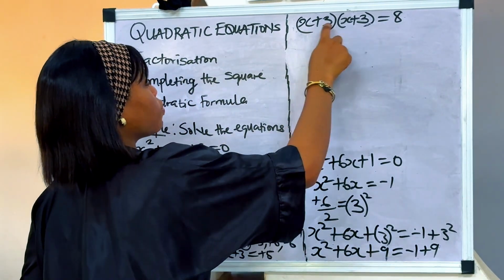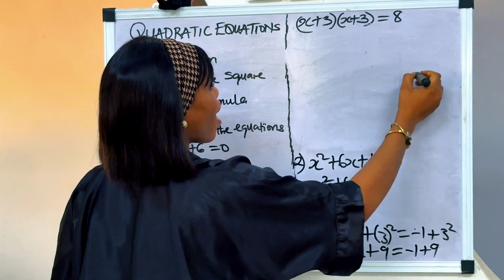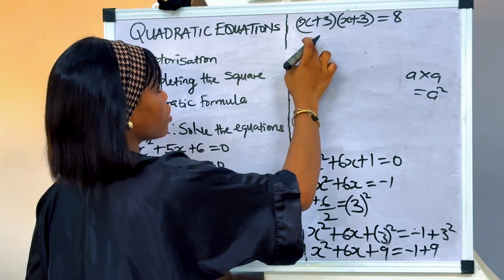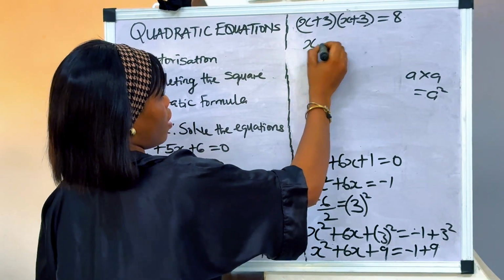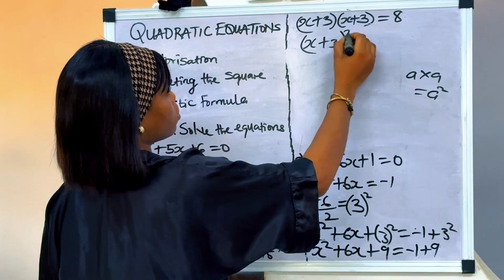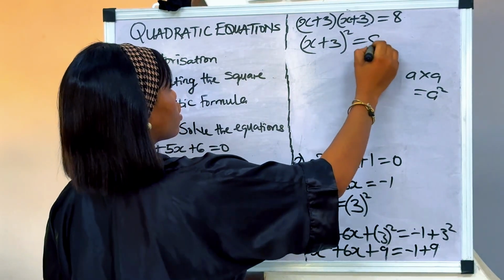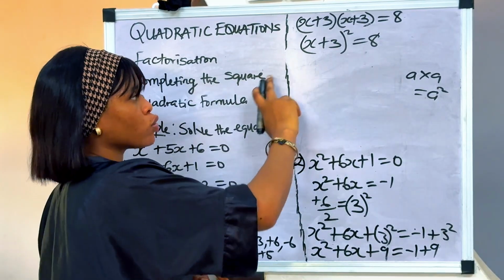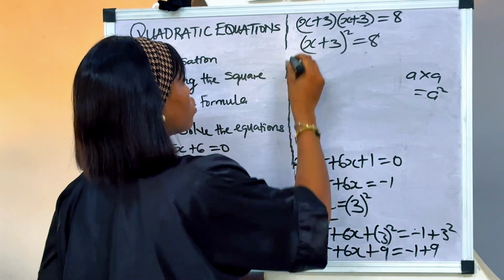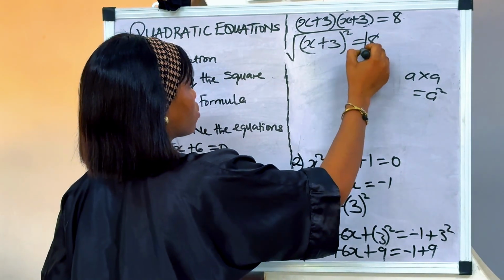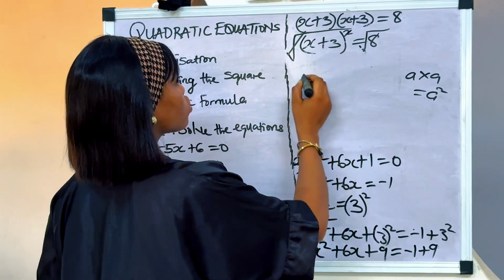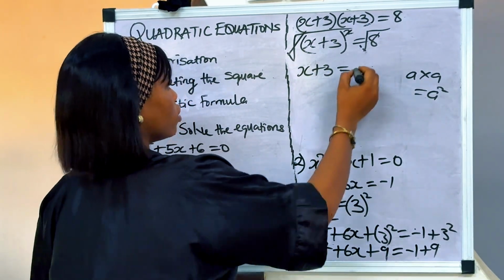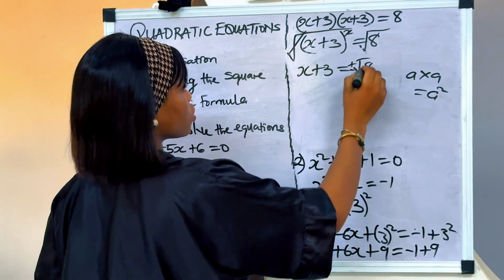Now x plus 3 times x plus 3 is just as when you have a times a, which is equal to a squared. So (x plus 3)(x plus 3) is the same thing as (x plus 3) all squared equals 8. Now the next thing to do is to square root both sides to get rid of the square. The square cancels the root. You are left with x plus 3 equals plus or minus root 8.